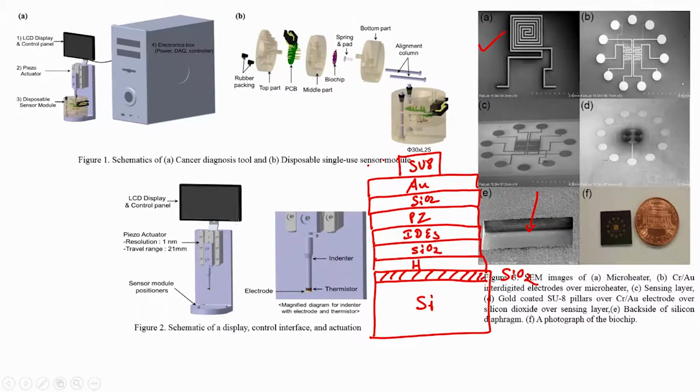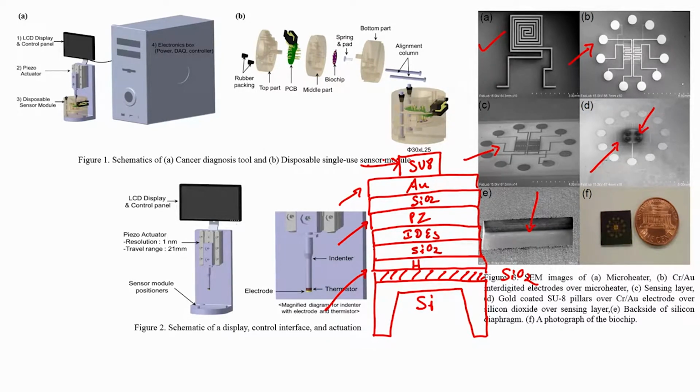So, this is the structure of this chip. What is at the bottom? There is a heater which you can see here. Then there is an insulator, and then there are interdigitated electrodes which you can see in this diagram. On the interdigitated electrodes there is a piezoresistor which you can see in this diagram. On that there is silicon dioxide over which there are gold pads which you can see here, and then over the gold pad there are SU8 pillars which you can also see over here. So, this is the chip, and on the back side of this silicon what you have is etching, which is your diaphragm. So, this is the chip.